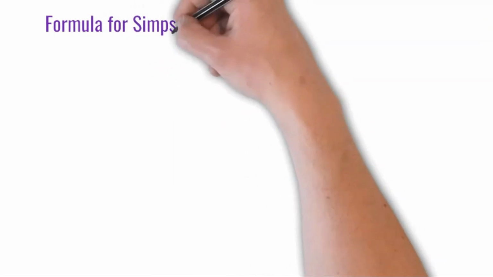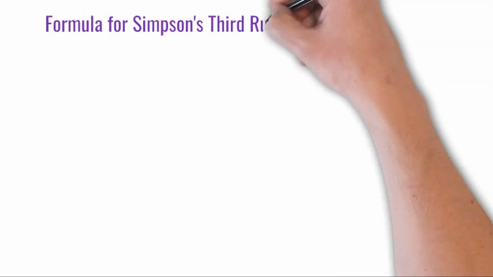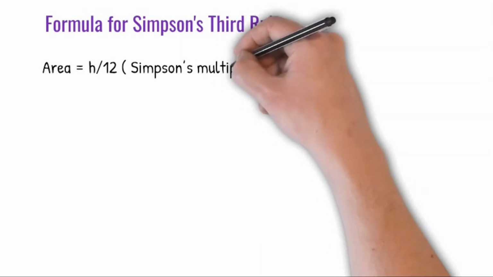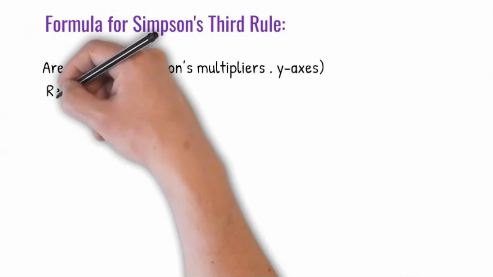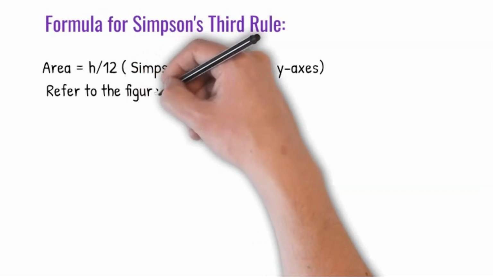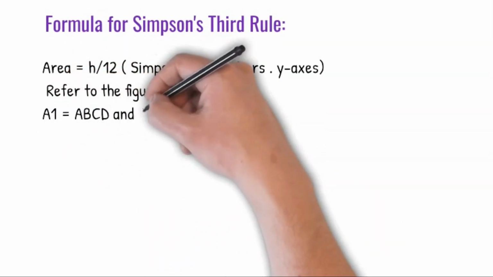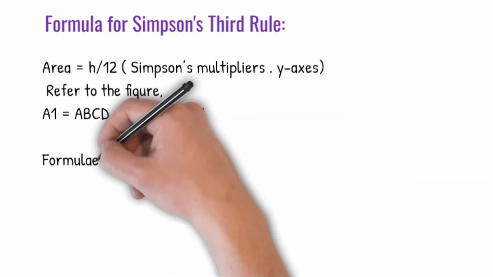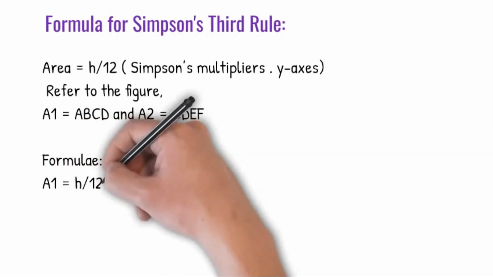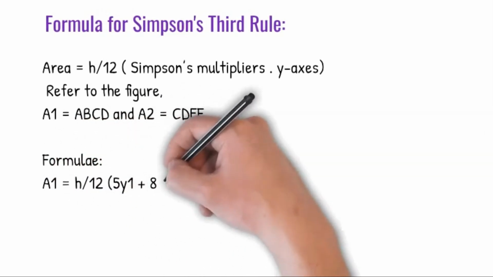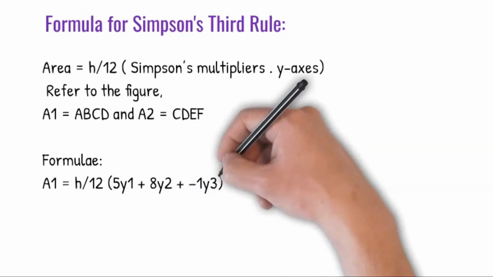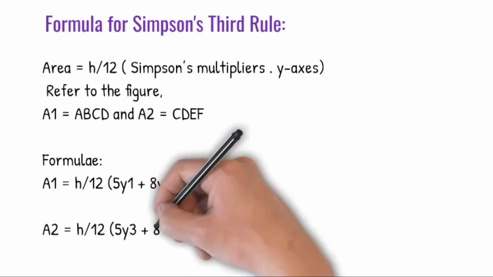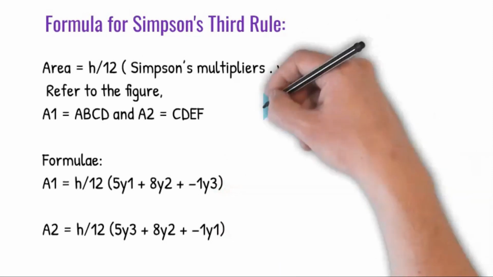Formula for the third rule. Area equals height over 12 times the product of Simpson's multipliers times y-axis. Refer to the figure: Area 1, which is the shape ABCD, and Area 2, which is the shape CDF. The formulae for Area 1 and Area 2 are as follows. Area 1 equals height over 12 times the sum of 5 times y1 plus 8 times y2 plus -1 times y3. And Area 2 equals height over 12 multiplied by the sum of 5 times y3 plus 8 times y2 plus -1 times y1.